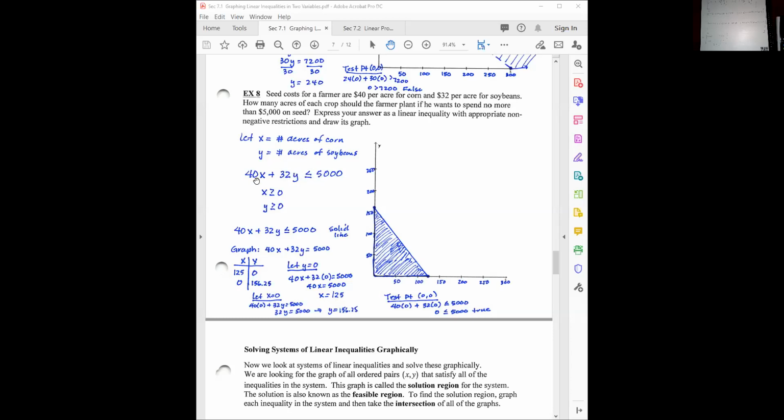So this combination must be less than 5,000, where x is the number of acres of corn and y is the number of acres of soybeans. Whatever combination you choose must be less than or equal to 5,000. And of course, x and y must be positive because I cannot have negative corn. So graphing all these, once you create them, will give you this region. Let's go ahead and try to graph them.